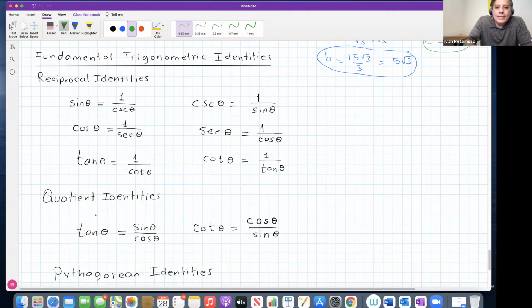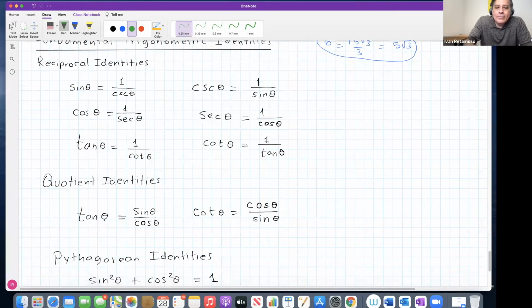Now, second group, quotient identities. Quotient identities deal with this: tangent equals sine over cosine, cotangent equals cosine over sine. Professor, how come tangent is sine over cosine? Well, notice, I'm going to do this on the side. Tangent of theta is what? According to SOHCAHTOA, opposite over adjacent, right?